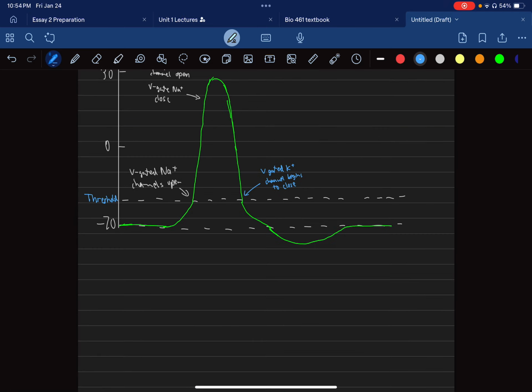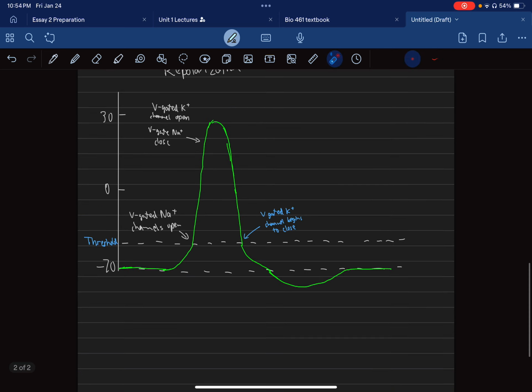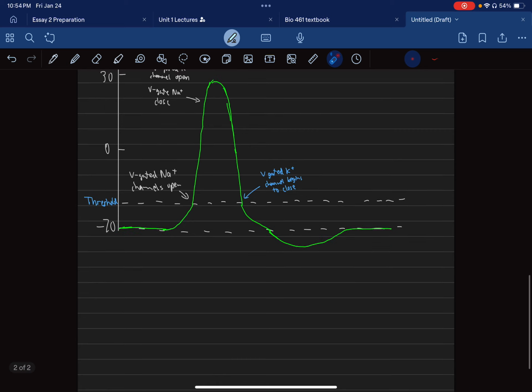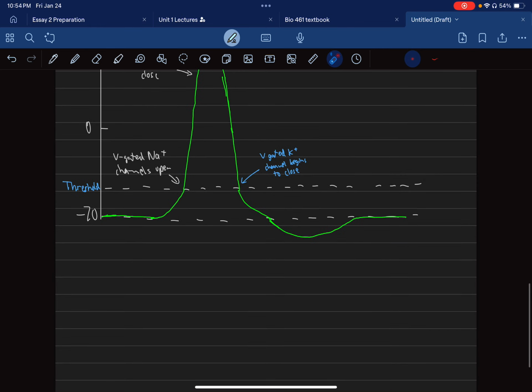So this first section over here we like to call the rising phase. This second section is called the falling phase. This is hyperpolarization, and then after hyperpolarization is right here. That's where we get back to normal. And then there's also two things. There's something called a refractory period. And basically what happens is there's two types of refractory periods.